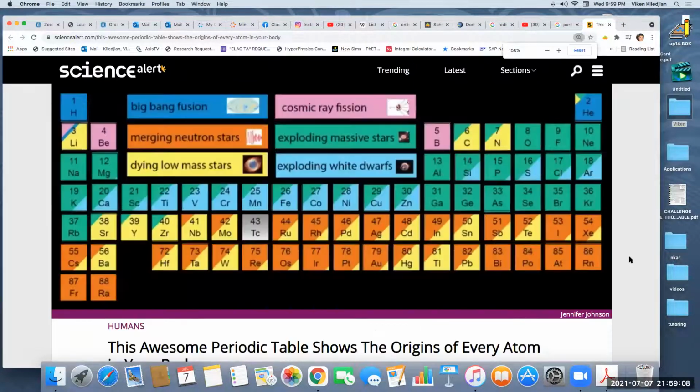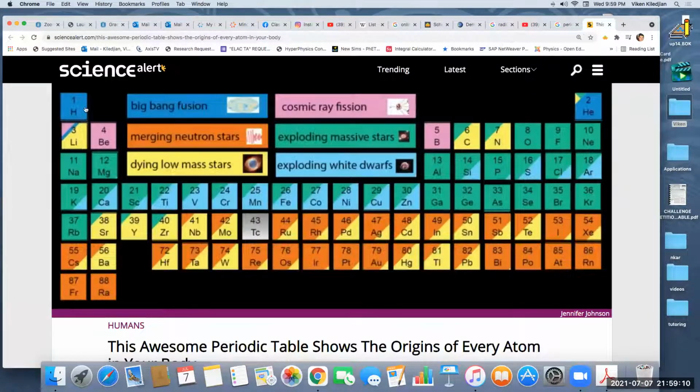There you go. Okay, so you see the ones that are colored blue, hydrogen and helium: the Big Bang explosion created hydrogen and helium, and tiny bits of lithium. You see how there's a little sliver of lithium? So the Big Bang created hydrogen, helium, and little bits of lithium.